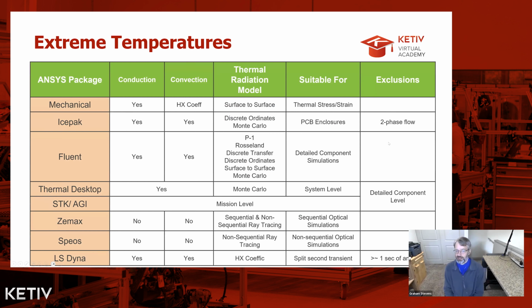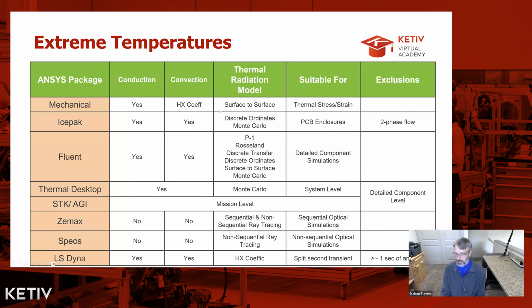For this particular slide, I just wanted to spend some time and go over when you would use what package for what types of tasks. In general, when we're talking about extreme temperatures, Fluent is a good place to start. IcePak in particular, which uses the same underlying CFD engine as Fluent, is great for PCB enclosures. But when we're in outer space, of course, we're only talking about thermal radiation for the most part. So I emphasized here what conduction or convection modeling capability is present for each of these packages, as well as what kind of thermal radiation model the package uses.